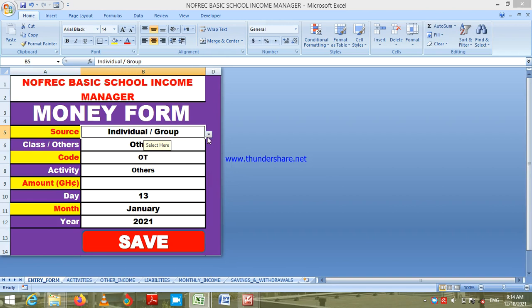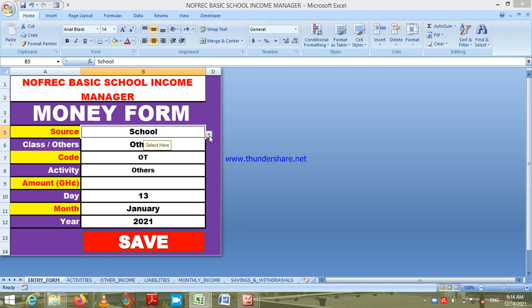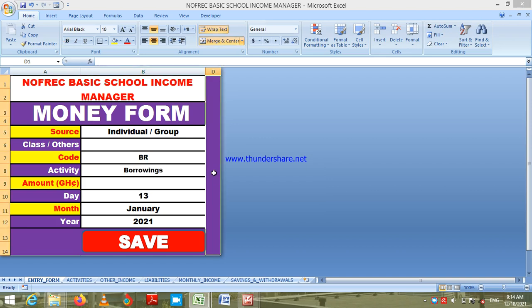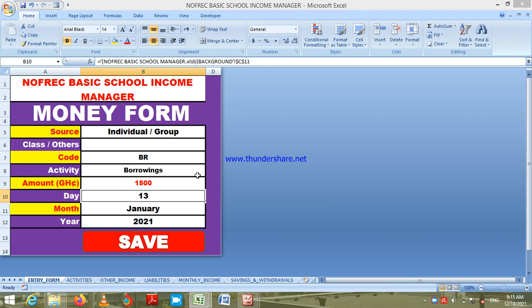We are now going to consider how some entries could also reflect on the liabilities worksheet. So we take this as our school. We can equally take individuals or group. Here the class is not needed. And this one, we borrowed from an individual. He gave us some amount, which is say 1,500 Ghana cedis. We borrowed this amount from a friend or a group to assist our school.